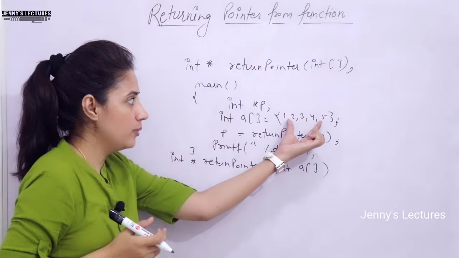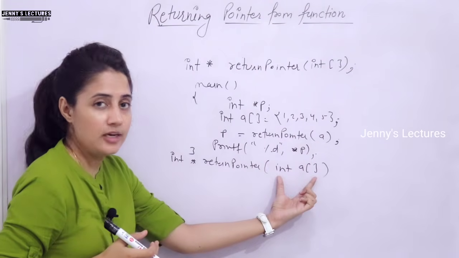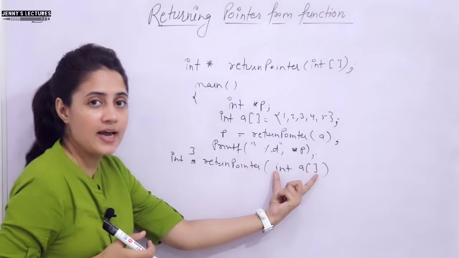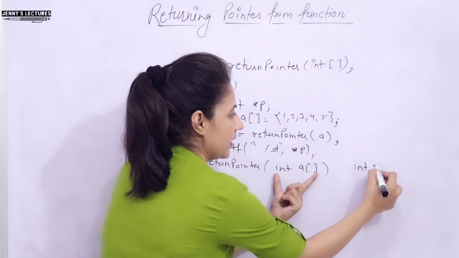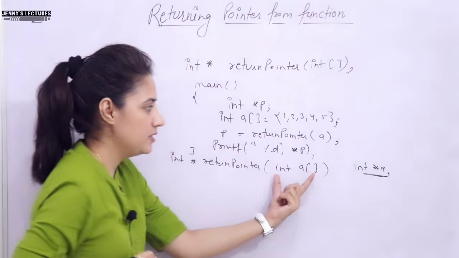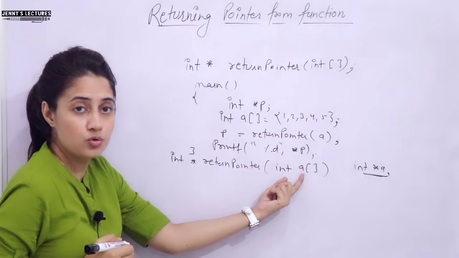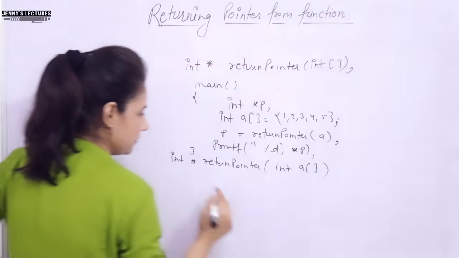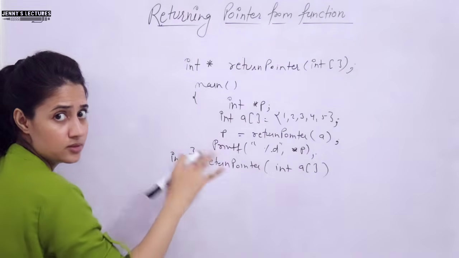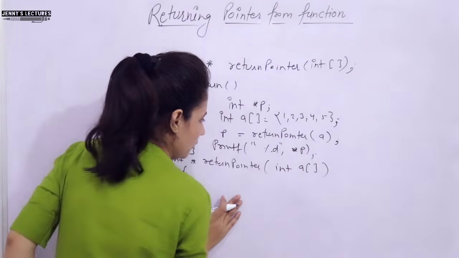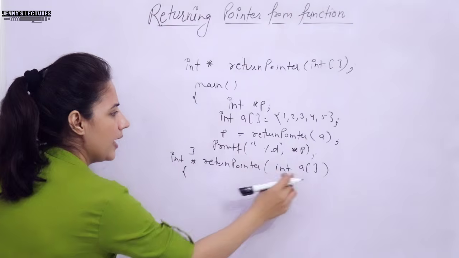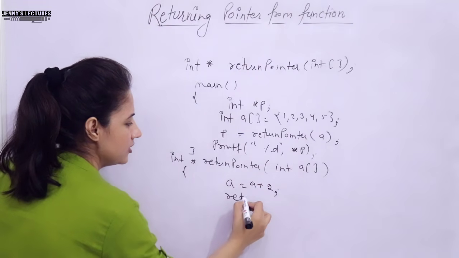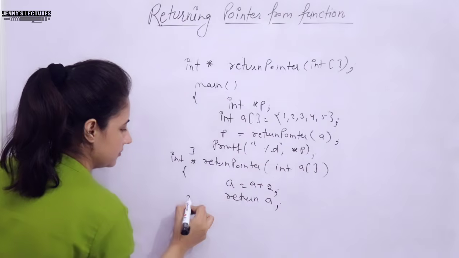Here we are not going to copy the complete 1, 2, 3, 4, 5 values. No. Here the compiler will interpret this line as something like this, int asterisk a. Means here a is a pointer which will store the address of the first element, whatever we are passing here, right? This thing we have already discussed in one of my previous videos. You can watch that video first. Now here I am going to update this: a is equal to a plus 2 and just return a.